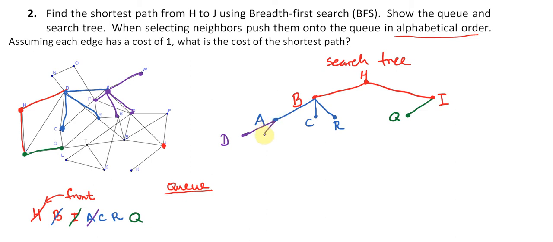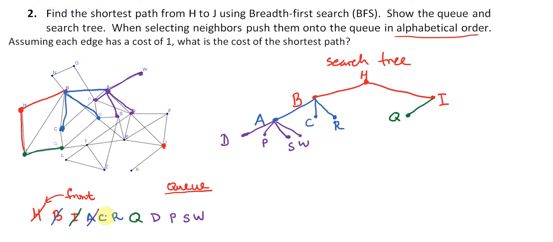P comes next, then S, then W. Okay, so on here we add D, P, S, W. All right. And we have not made it to J yet, so we will continue our search.